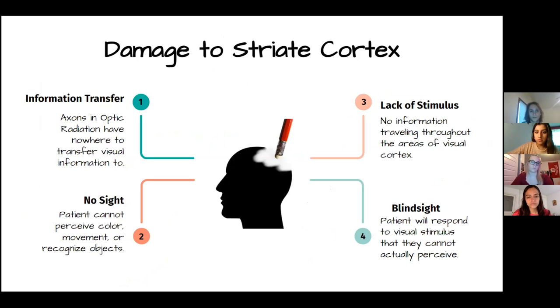Damage to the striate cortex means that there's going to be no information transferring from the axons and the optic radiation. And that means the patient is going to perceive no color. They're not going to be able to perceive movement, and they won't be able to recognize objects. There's going to be a lack of stimulus throughout the visual cortex. And most patients will experience blind sight, which is where they'll respond to a visual stimulus, but they won't actually be able to perceive it in their visual field.